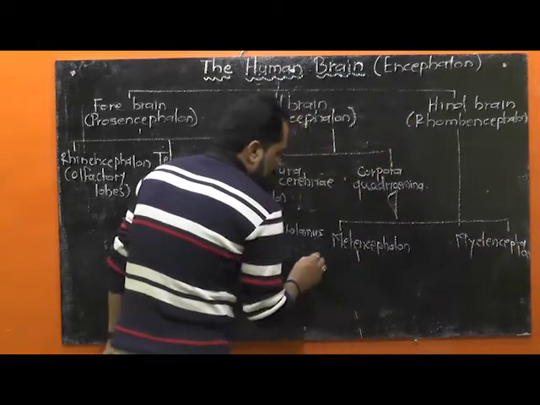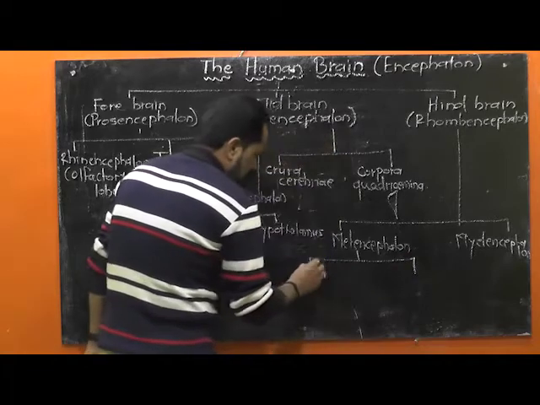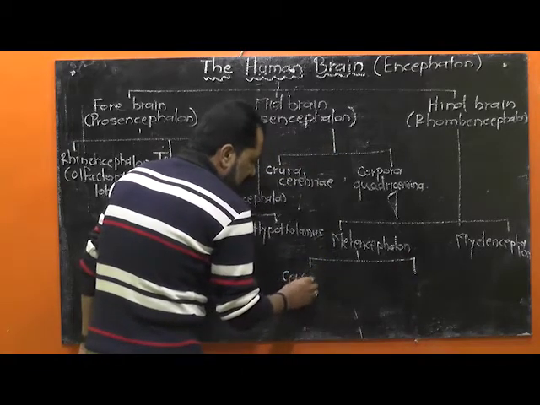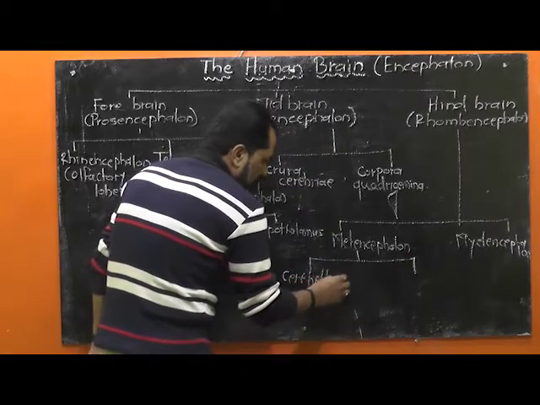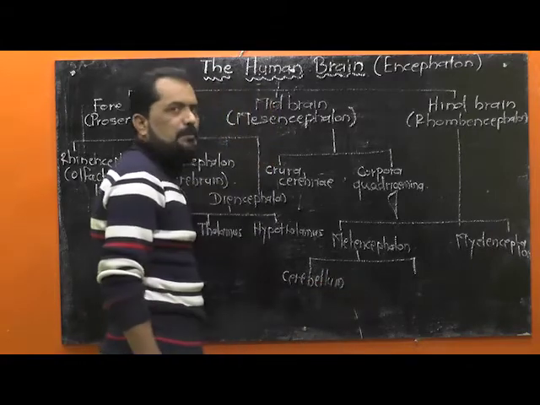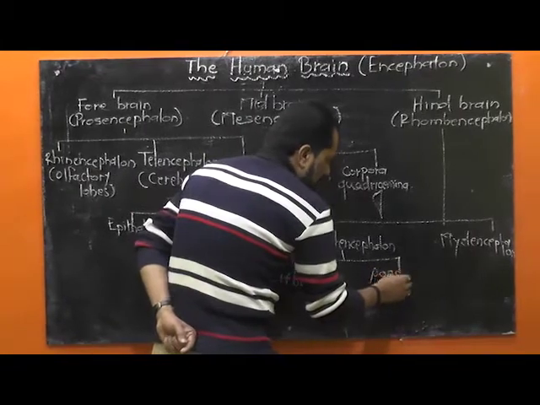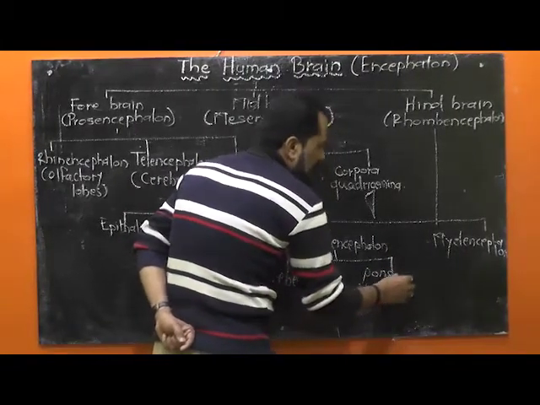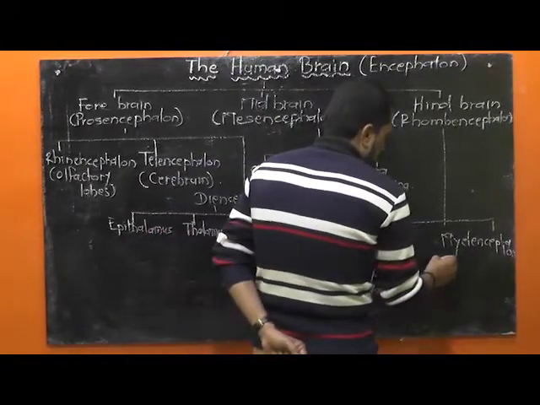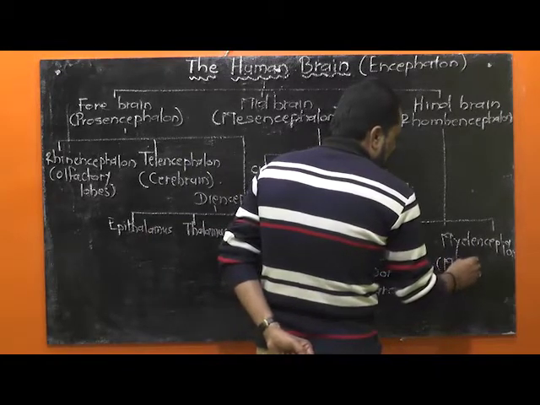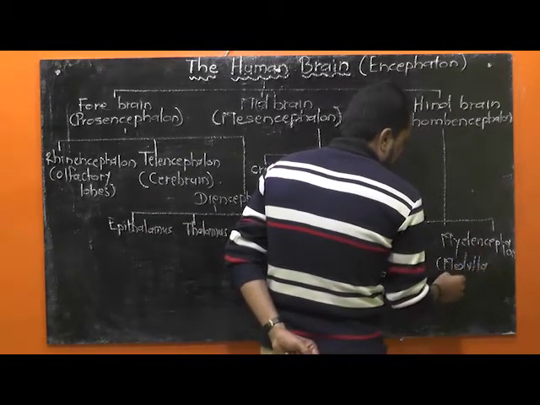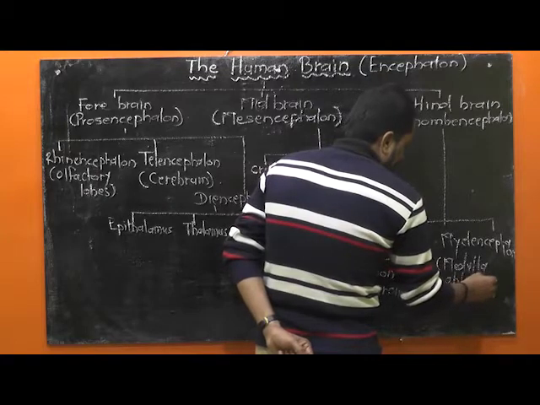Metencephalon includes two structures, namely the cerebellum, also called the lesser brain, and the second part, the pons varolii. On the other hand, the myelencephalon is nothing but the medulla oblongata. It is the posterior most part of the brain.